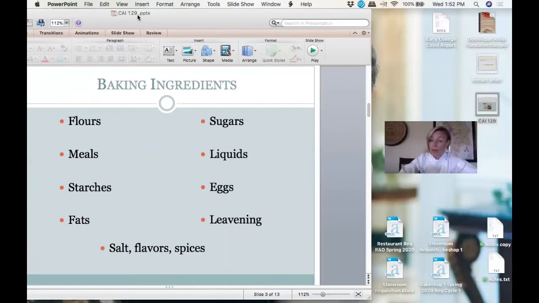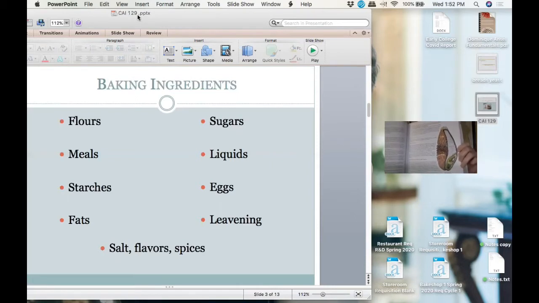So flours. Where does flour come from? Flour comes from the wheat kernel. So if you look at my screen, you can see here, this is your wheat kernel. If you remember from Bake Shop 1, your wheat kernel is broken down into three parts. You have your endosperm, the bran, and the germ.